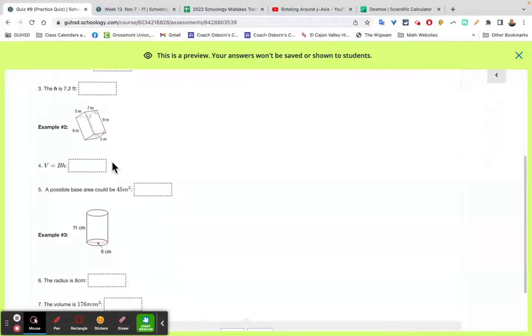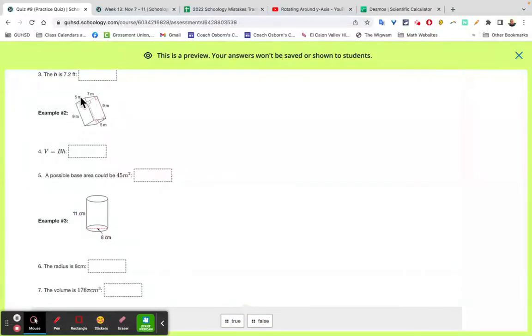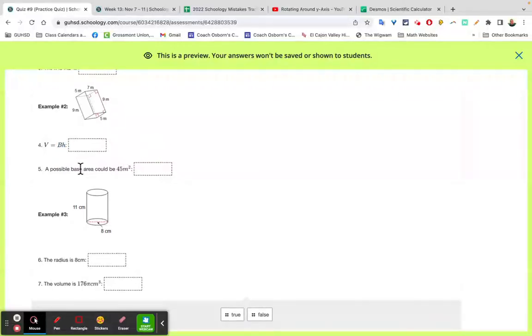Okay, so you're kind of just using the clues. Now this is a rectangular prism, and the volume of that shape is the area of the base times the height. There's no 1/3 there. Okay, so it says a possible base area could be 45.